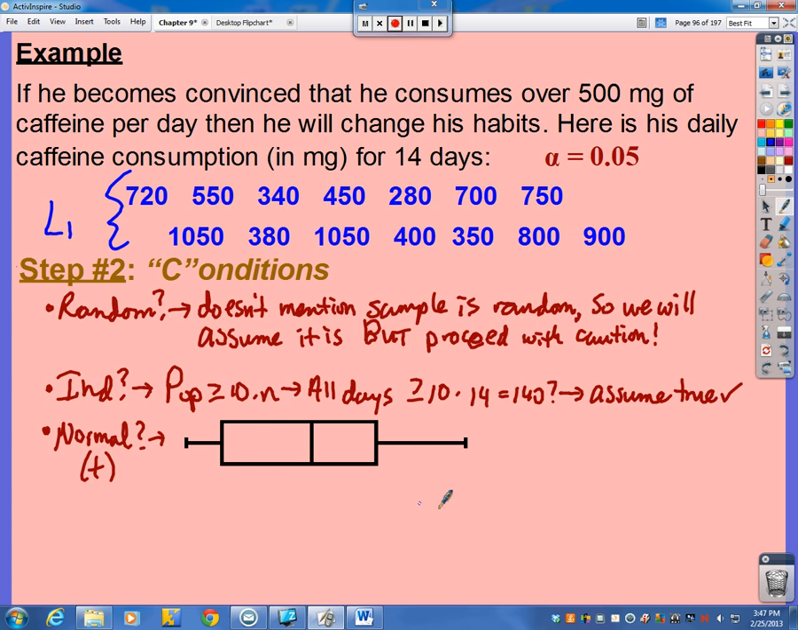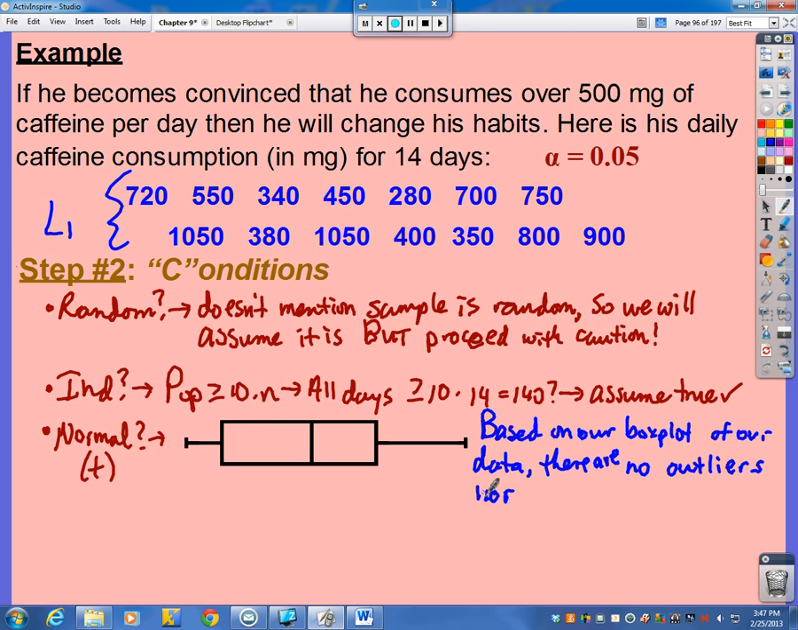Another thing we need to look for is strong skewness. Do we think that there is any strong skewness going on in our box plot? I really don't think so. So we can say, based on our box plot of our data, there are no outliers, sorry, English people. There are no outliers, nor any strong skewness.